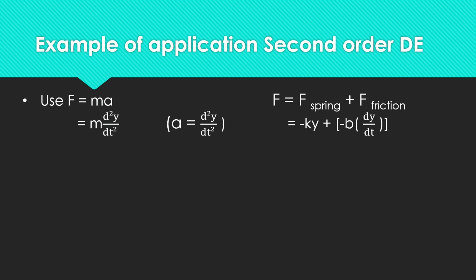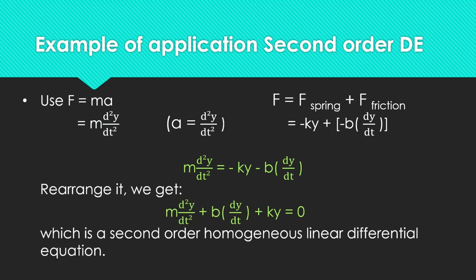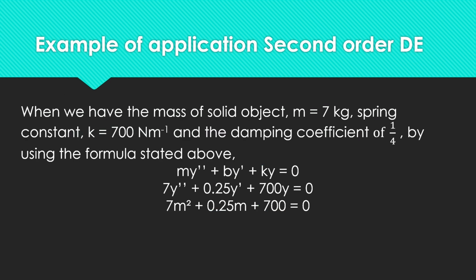Lastly, by applying Newton's third law, an equation of these forces acting on the system is obtained, which is m times the second derivative of y equal to negative k times y minus b times the first derivative of y. And by shifting the variables, the equation shown below can be obtained, which is a second-order linear differential equation.